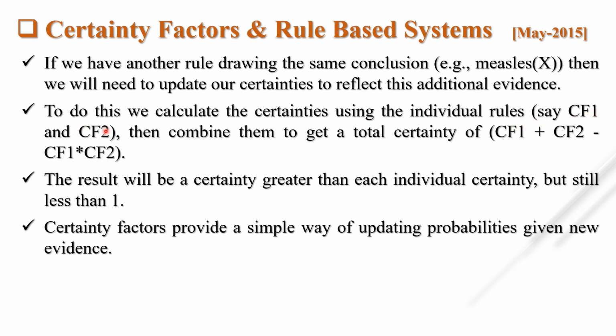To do this, we calculate the certainties using the individual rules, say certainty factor 1 and certainty factor 2. Then we combine them to get the total certainty: certainty factor 1 plus certainty factor 2 minus certainty factor 1 times certainty factor 2. So the result will be a certainty greater than each individual certainty but still less than 1. Okay, because if it is 1, then it is totally true.